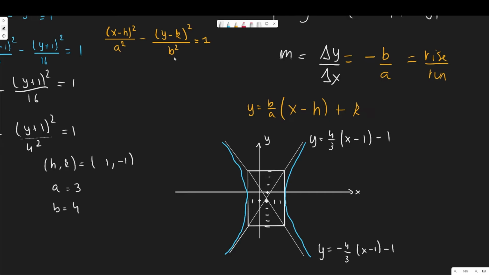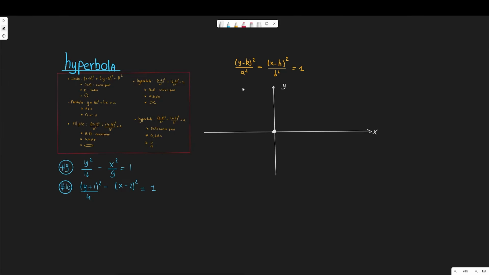and this as a whole will be our answer for number 8. The last general equation we're going to look at is another hyperbola, but this time of the form (y minus k) squared over a squared minus (x minus h) squared over b squared is equal to 1.